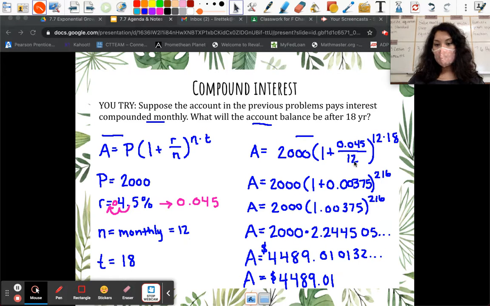So instead of dividing that number by 4 in the parentheses, you're going to divide by 12, which will change that decimal. Again, I wrote the whole thing because it terminated. It's not a short decimal, it's pretty long, but we want our answers to be accurate. And it also changes our exponent. Instead of 4 times 18, it's 12 times 18, which gives us an exponent of 216. And then just following order of operations, I got down to my final answer, and then that's when I rounded, and I got $4,489.01. Again, we're just rounding to that pennies place because that's typically where we write money.